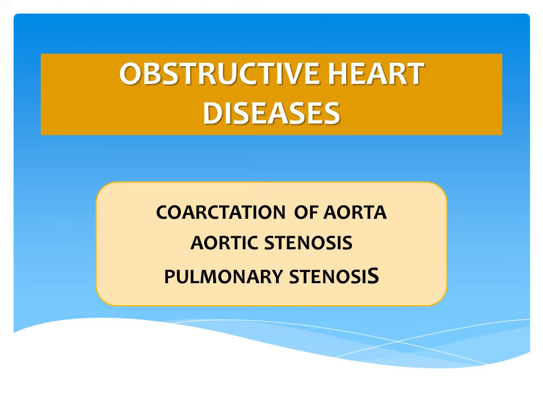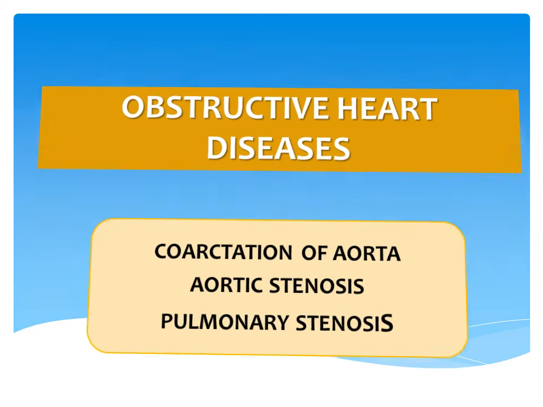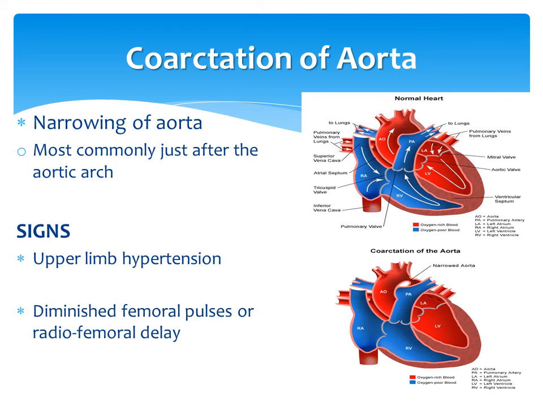Finally, let's move on to the congenital obstructive heart diseases. The common ones are coarctation of aorta, aortic stenosis, and pulmonary stenosis. I will only discuss each topic briefly. In coarctation of aorta, there is narrowing of the aorta. It occurs most commonly in the segment just after the aortic arch.